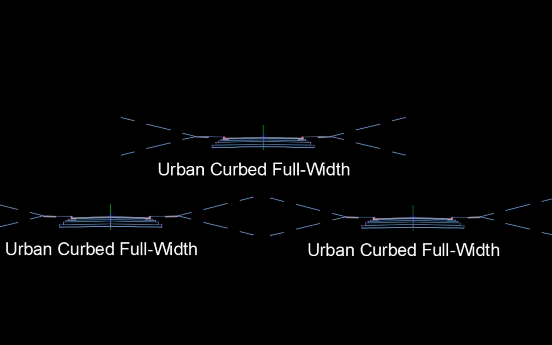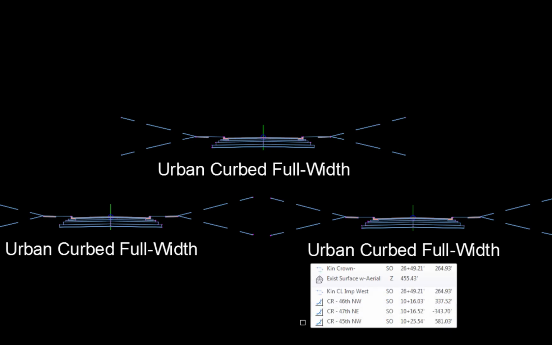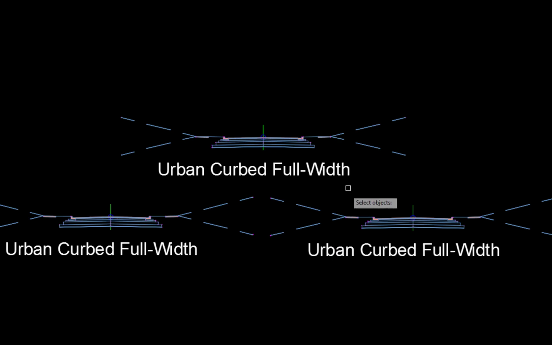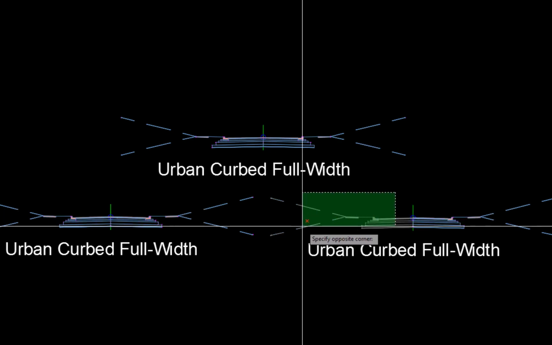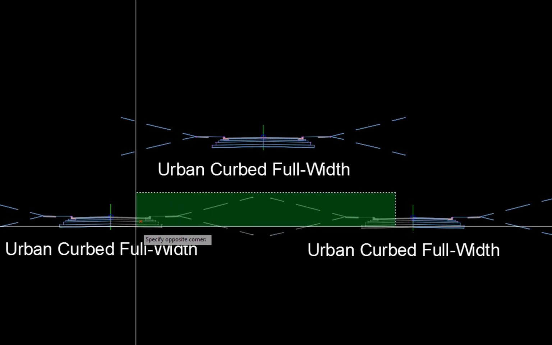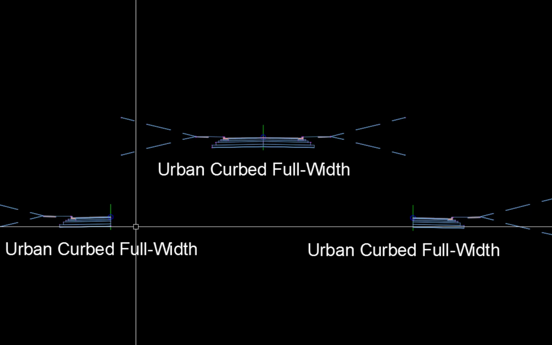Modify the left and right assemblies. E enter. To start the erase command, use crossing window to select the left sub-assemblies for the right assembly and the right sub-assemblies for the left assembly. And enter. Escape to stop command.